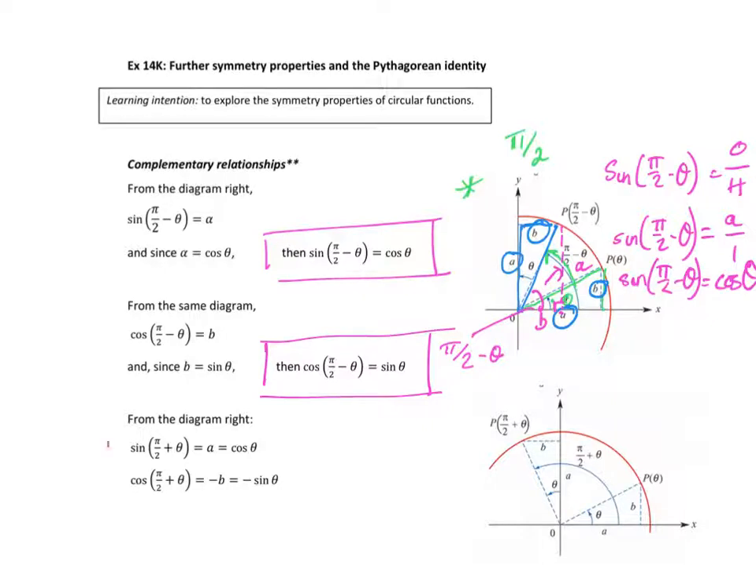And here are another two from this diagram over here, where we bring the triangle to pi on 2 plus theta. So sine of pi on 2 plus theta is equal to A, which is cos theta. Cos of pi on 2 plus theta is equal to minus B, which is equal to minus sine theta. It might be a good idea just to memorise those rather than having to work them out all the time.